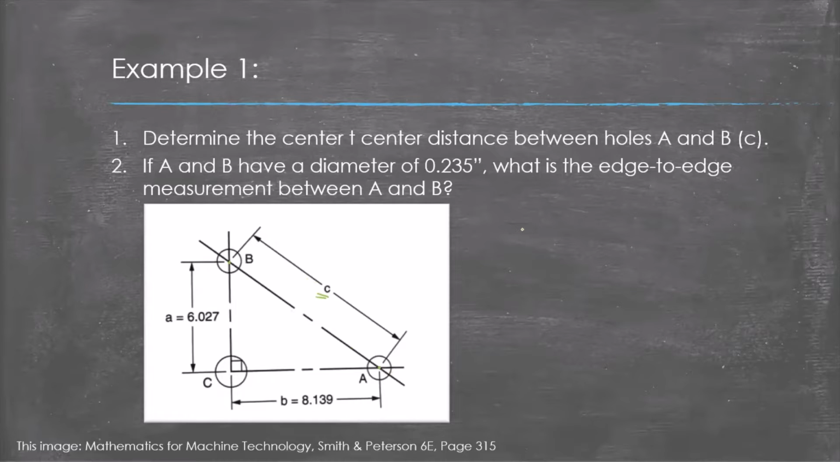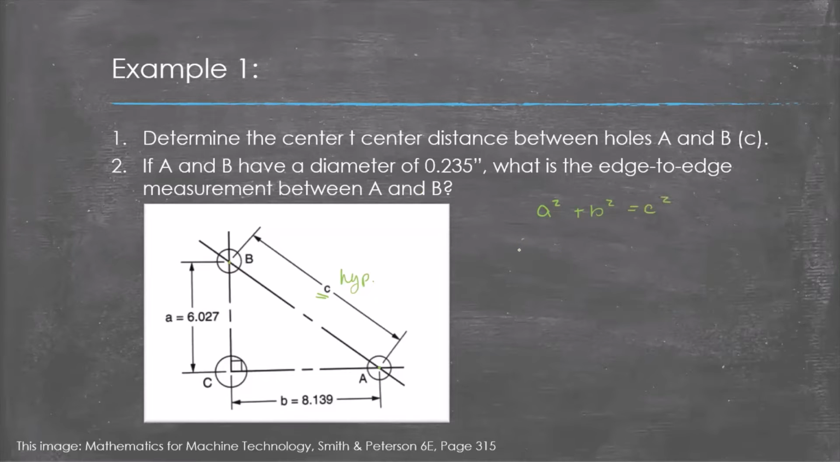So in order to find the center-to-center measurement, I'm looking for what's the distance on the other side. So we are looking for the hypotenuse here. It just happens to be labeled with A, B, and C in the right places. So a squared plus b squared equals c squared.